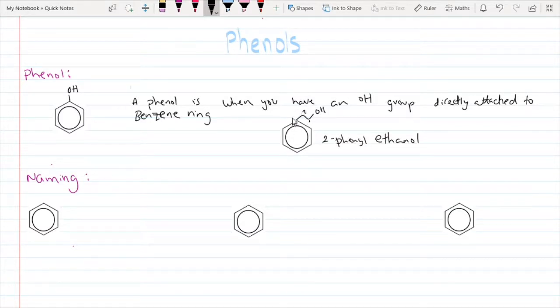Now, the main point to take in over here is that the OH group has to be directly attached to the benzene ring for it to be a phenol.